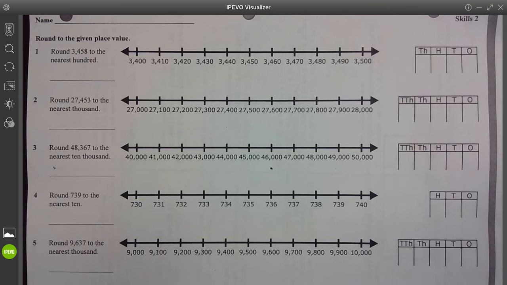All right, this week, rounding. There's a rule that I want you to remember, okay? It goes like this. 5 or more, add one more. 4 or less, let it rest. Okay, we're going to use that rule as we answer these questions.